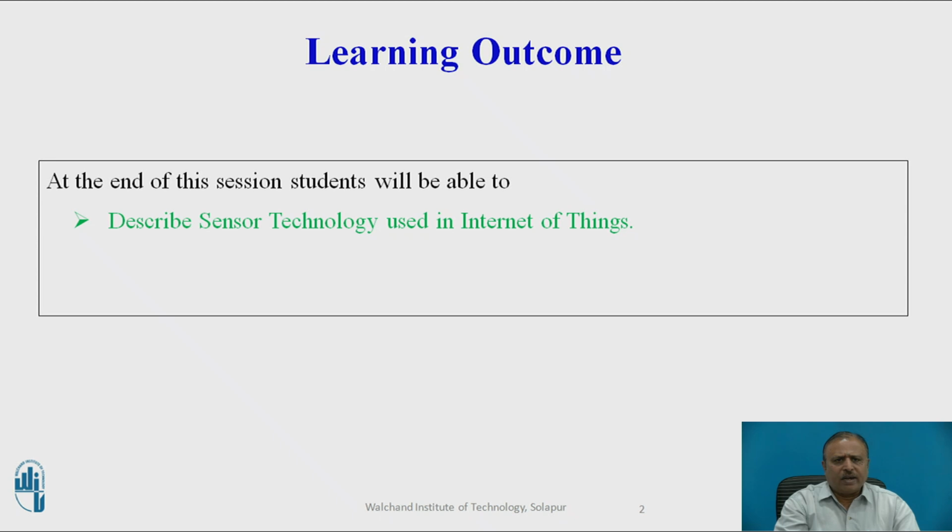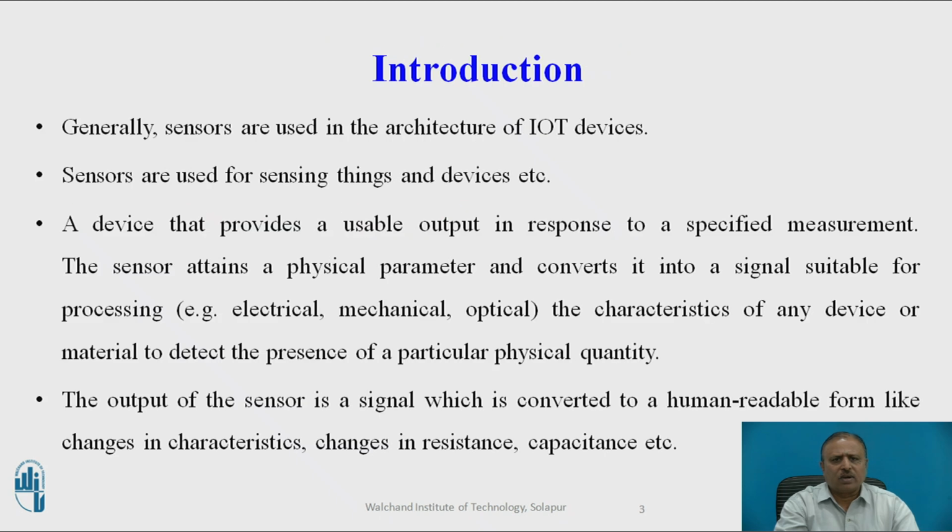Learning outcome: at the end of this session, students will be able to describe sensor technology used in the Internet of Things. First, we are going to see the introduction part. Generally, sensors are used in the architecture of IoT devices. Sensors are used for sensing things and devices, etc.